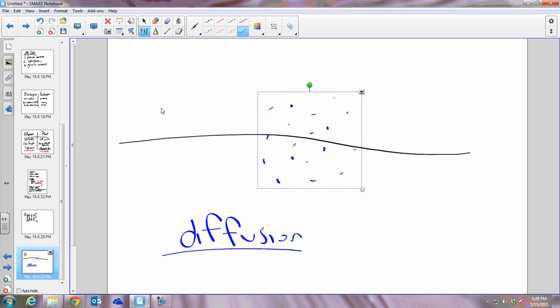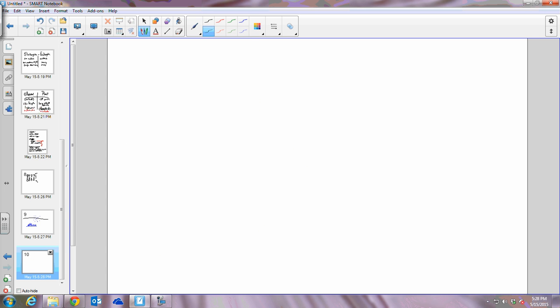Diffusion is just the movement of particles from a high concentration to a low concentration, and those particles will continue to move until they are at equilibrium, and then the movement becomes equal on both sides. This happens without using any energy. Sometimes it's called passive transport because it doesn't require any energy. Now, water can also move in this way.